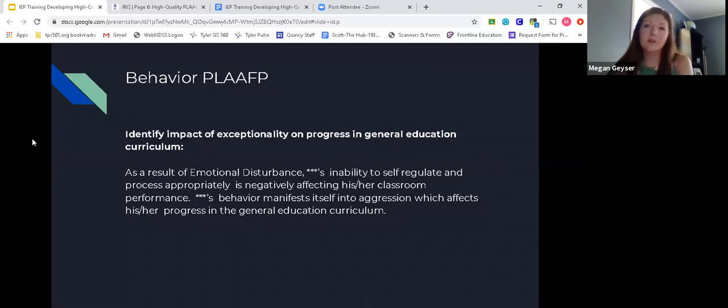Okay, and then we have our impact. As a result of emotional disturbance, the student's inability to self-regulate and process appropriately is negatively affecting his or her classroom performance. This student's behavior manifests itself into aggression, which affects their progress in the general education curriculum. So we're tying it in. What is the impact of their exceptionality on their progress in the gen ed classroom?